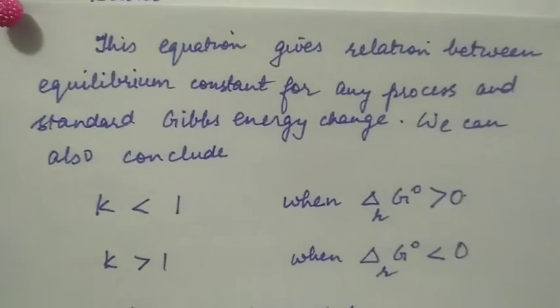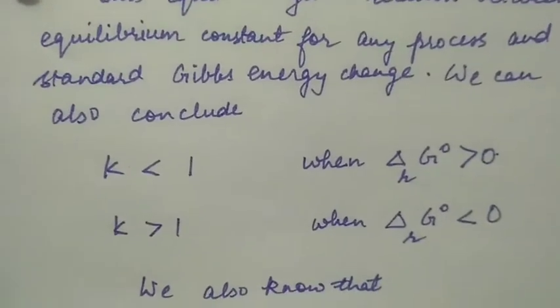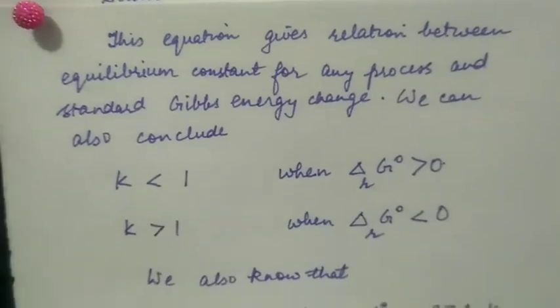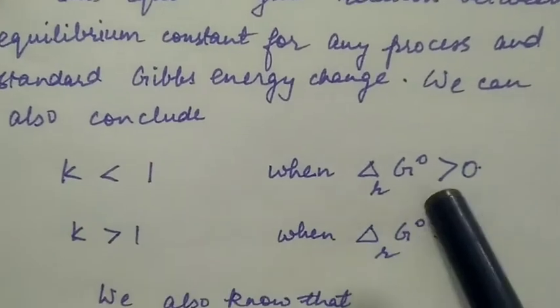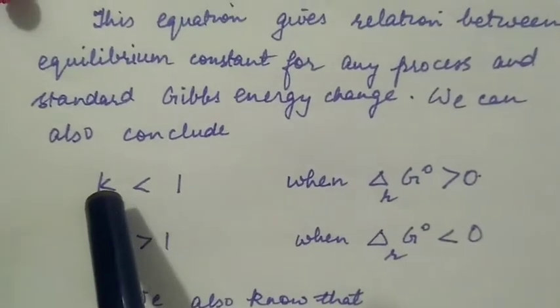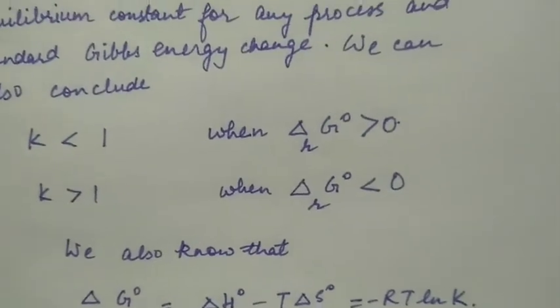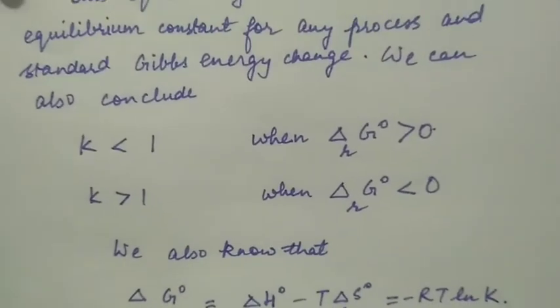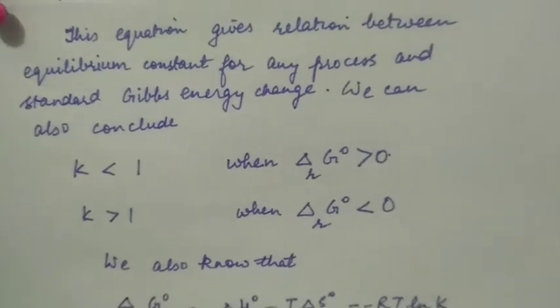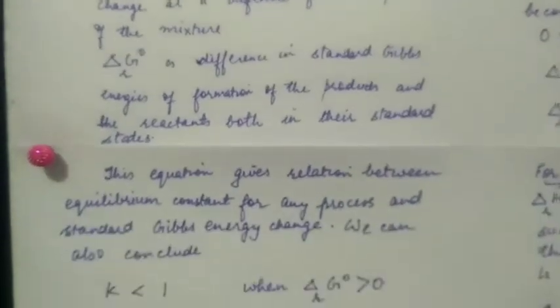This equation gives the relation between equilibrium constant for any process and the standard Gibbs energy change, the relation between K and delta G naught. We can also conclude that if delta G naught is greater than 0, positive, the equilibrium constant will be less than 1, means product will be very less. And if delta G naught is less than 0, negative, K will be greater than 1, means the concentration of products will be more. See, K is the ratio of concentration of products to that of reactants. If K is greater than 1, products are more.